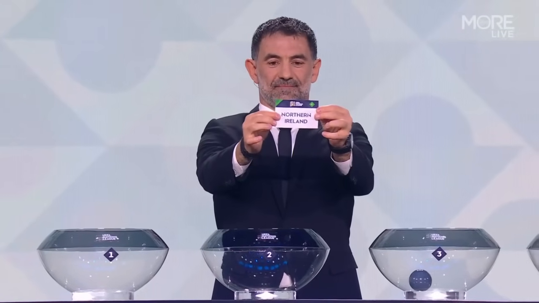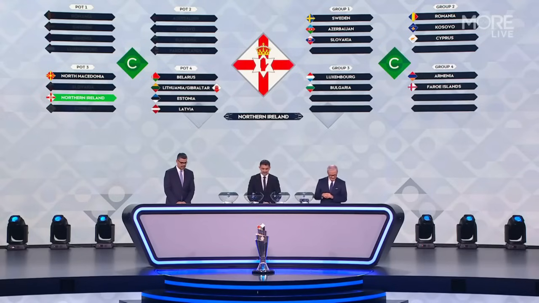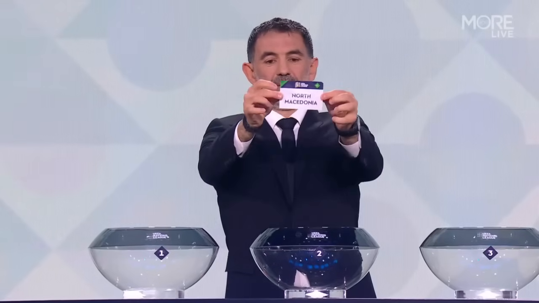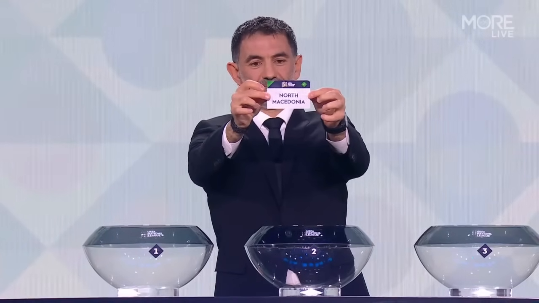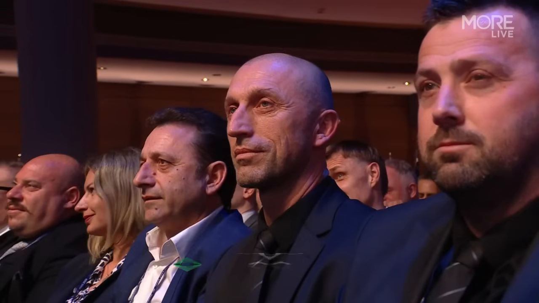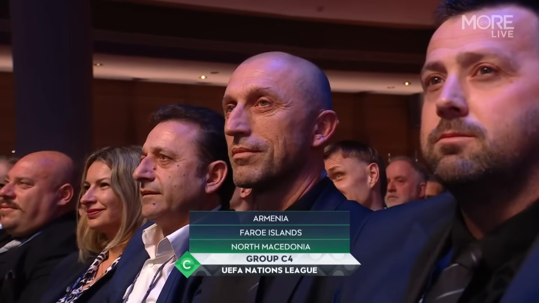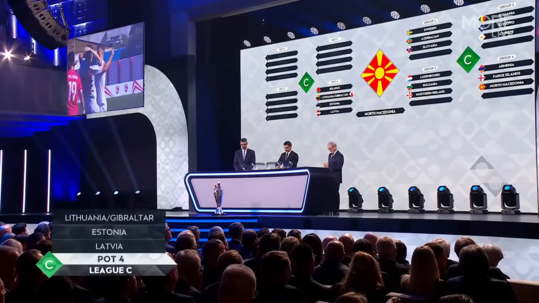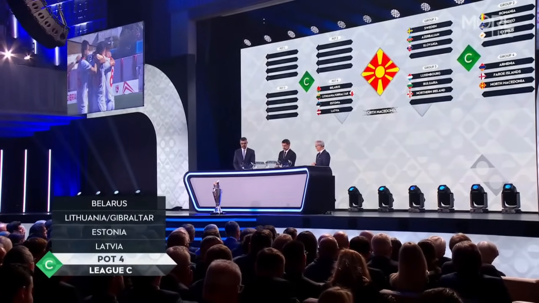Northern Ireland. Northern Ireland, they go to Group C3, where they find Luxembourg and Bulgaria. Second time back-to-back for Northern Ireland in this league. North Macedonia. And obviously we conclude with North Macedonia, Group C4, with Armenia and the Faroe Islands. Giorgos, only one pot is left. 3 teams are allocated. The last opponent is to be found out. Thanks to you.